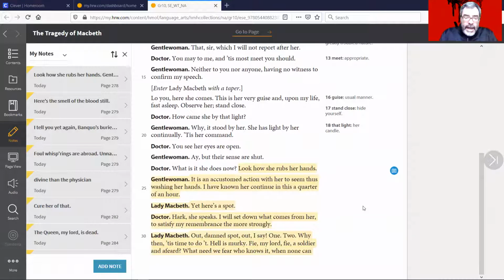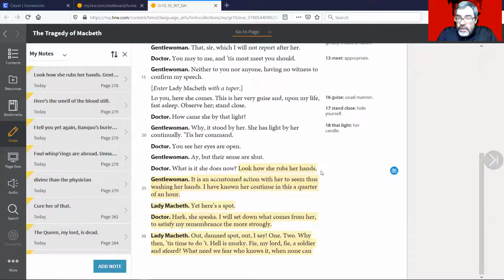We're taking a look at line 22, maybe 23, and this is where that imagery begins. So the doctor sees that Lady Macbeth has come out and she's rubbing her hands. So he says, "Look how she rubs her hands." And then the gentlewoman goes on and says, "It is an accustomed action with her to seem thus washing her hands. I have known her to continue in this a quarter of an hour." So she washes her hands continuously for 15 minutes, which is a lengthy time, of course.